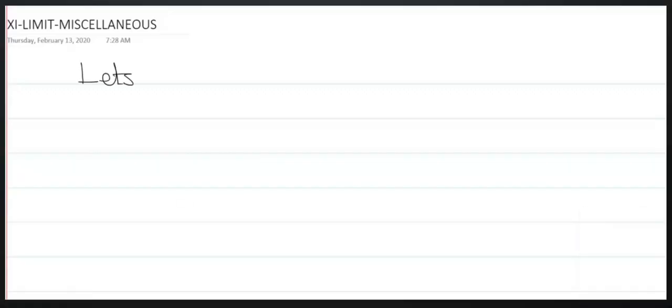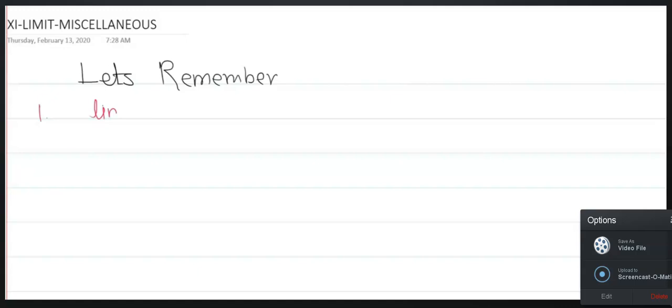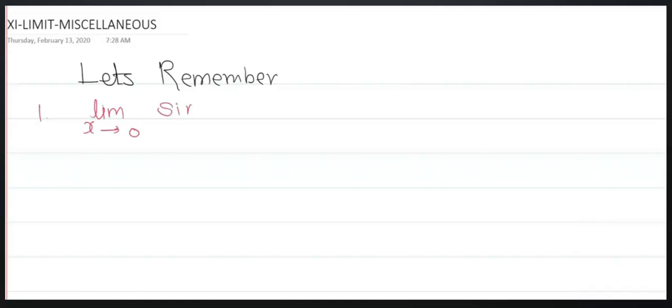Hello student, now we'll start the miscellaneous exercise for the limit. But before that, we will see all the important formulas that we have learned, which we will use when we solve all the problems from the exercise. Now see these important formulas.